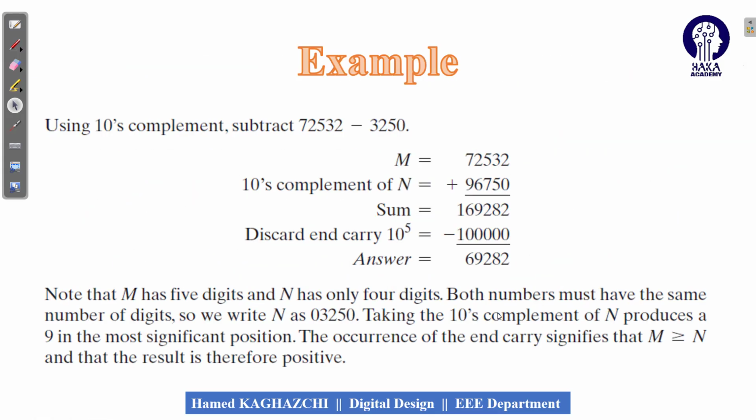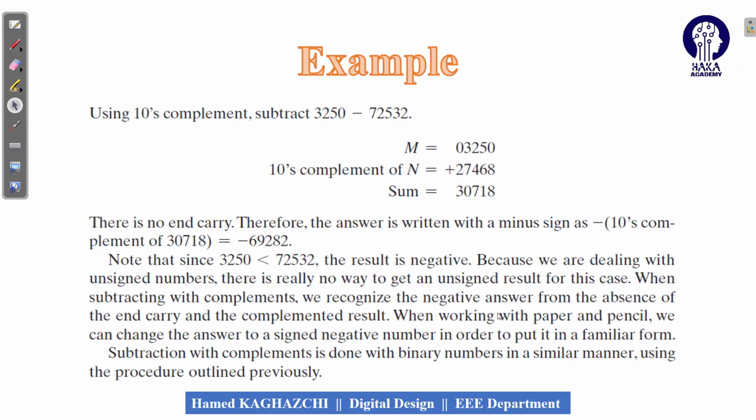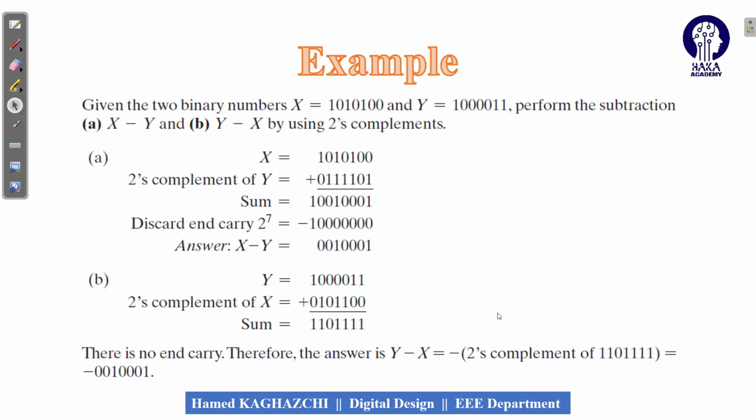Look at this example. This is the tens complement, but we don't want to consider the tens complement. We want to consider binary numbers. So in this example, two binary numbers x and y are given. We want to compute x minus y and y minus x using 2's complement.